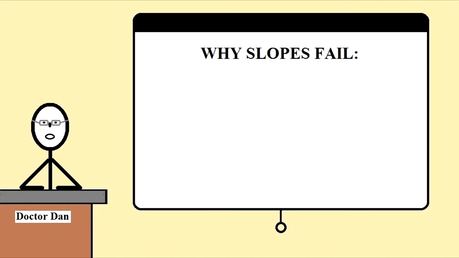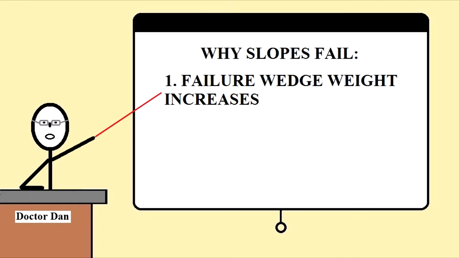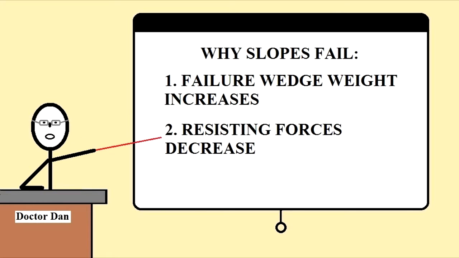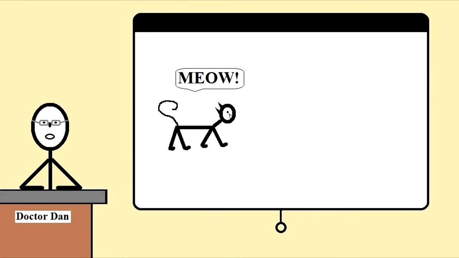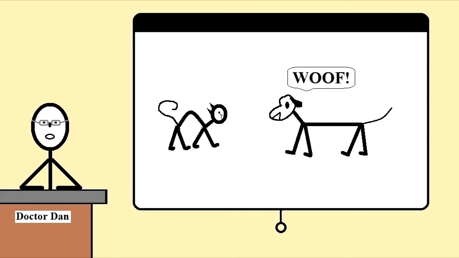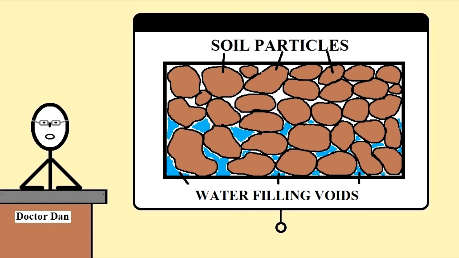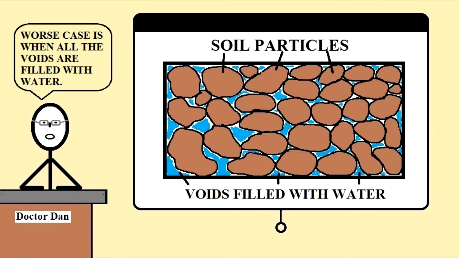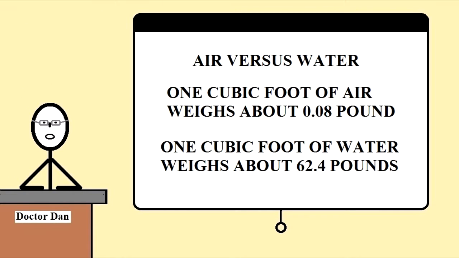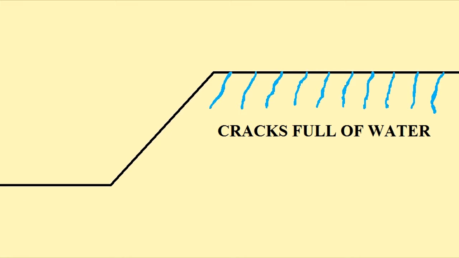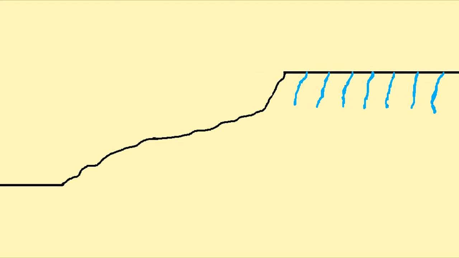There are two main reasons why slopes fail. The weight of the failure wedge increases and/or the resisting forces decrease. Many slope stability failures occur after an area receives a large amount of rain. These failures happen because the rain seeps into the ground and replaces some or all of the air in the soil with water. Water is much heavier than air, so the weight of the failure wedge increases. The water can also act as a lubricant and cause the slope to fail.